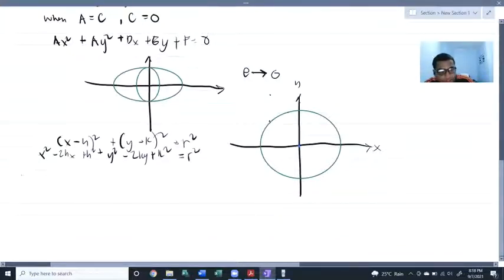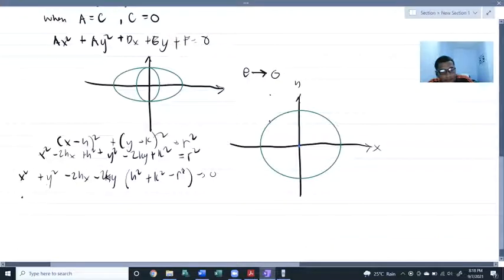So rearranging, we have x squared plus y squared minus 2hx minus 2ky plus h squared plus k squared minus r squared equals 0. If we compare it to the general form, we have ax squared plus by squared plus dx plus ey plus f equals 0.